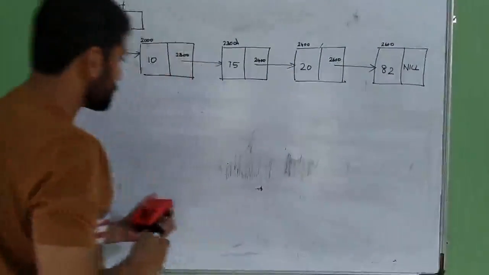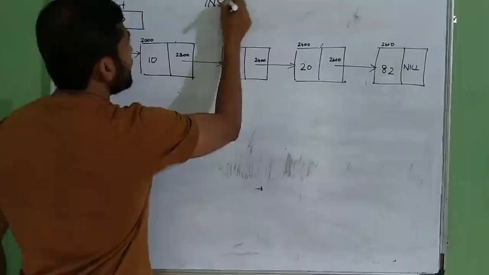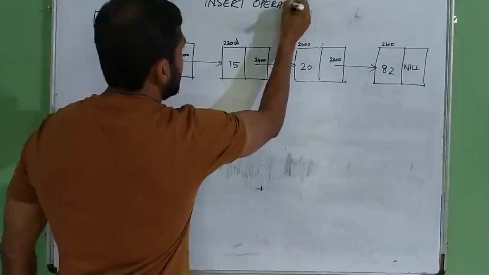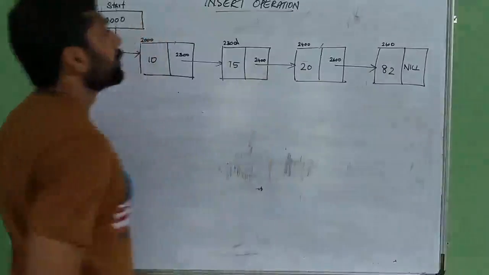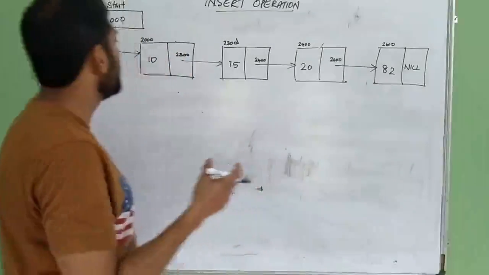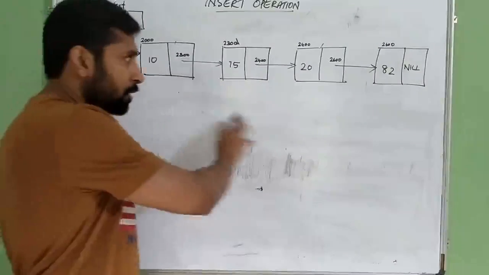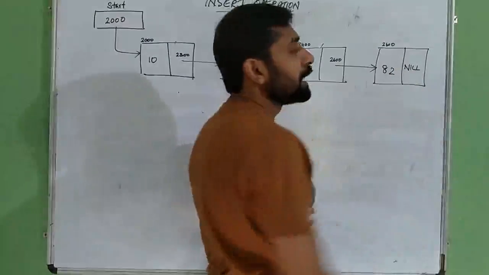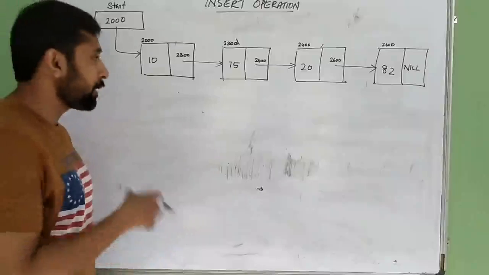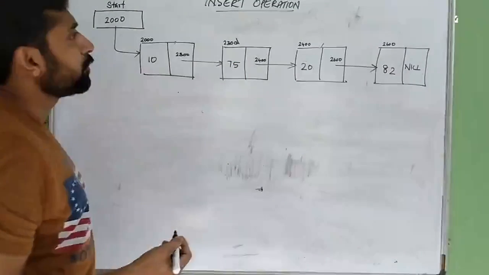How to perform the insertion operation? Insert operation in a linked list. A new node is to be inserted. It can be here as the first node, or the second node, or third node, or the last node. So we have to write a program or develop an algorithm according to that. How can we perform this?